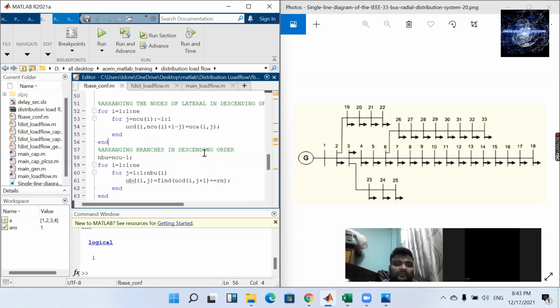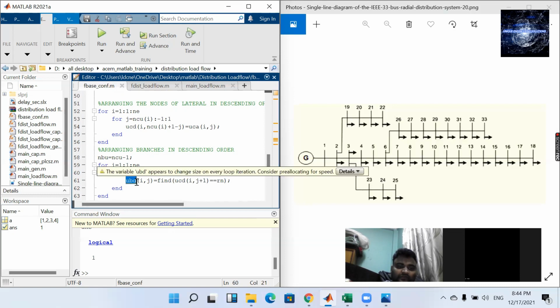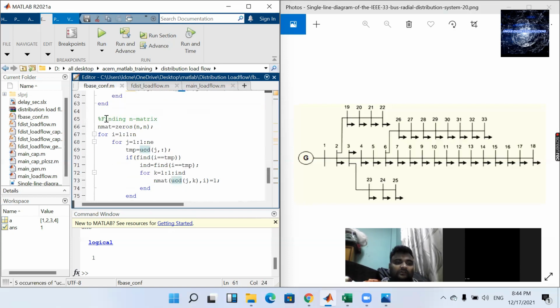Again, for the branches, I think this is the familiar code. That is anything equals Rn. That will be the branch number. Like that, from the bus number, that is bus number NBU, number of components used. So here UBD is used branch in descending order. And from UCD, we will calculate now.